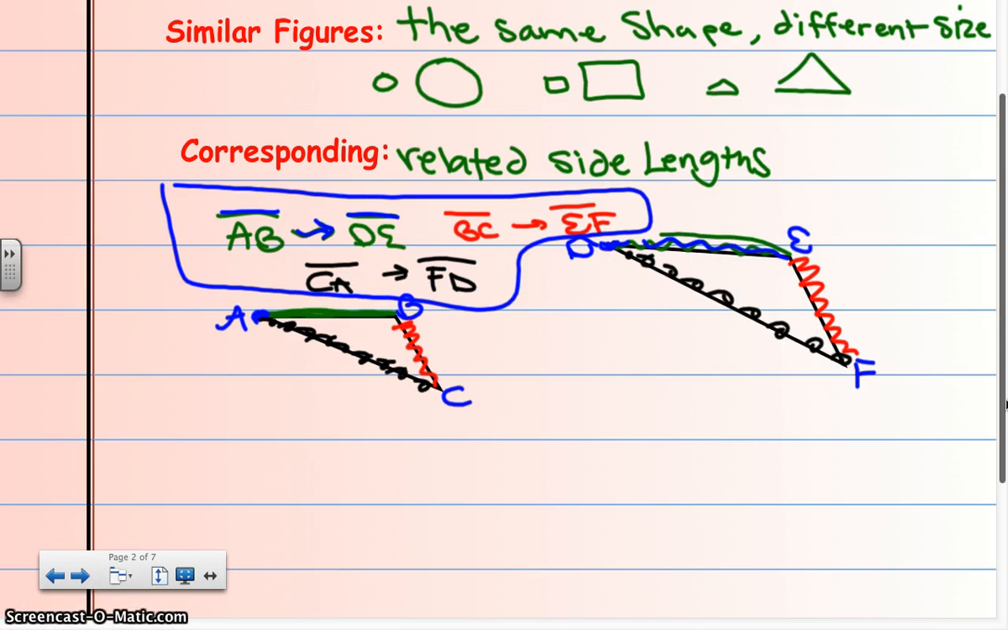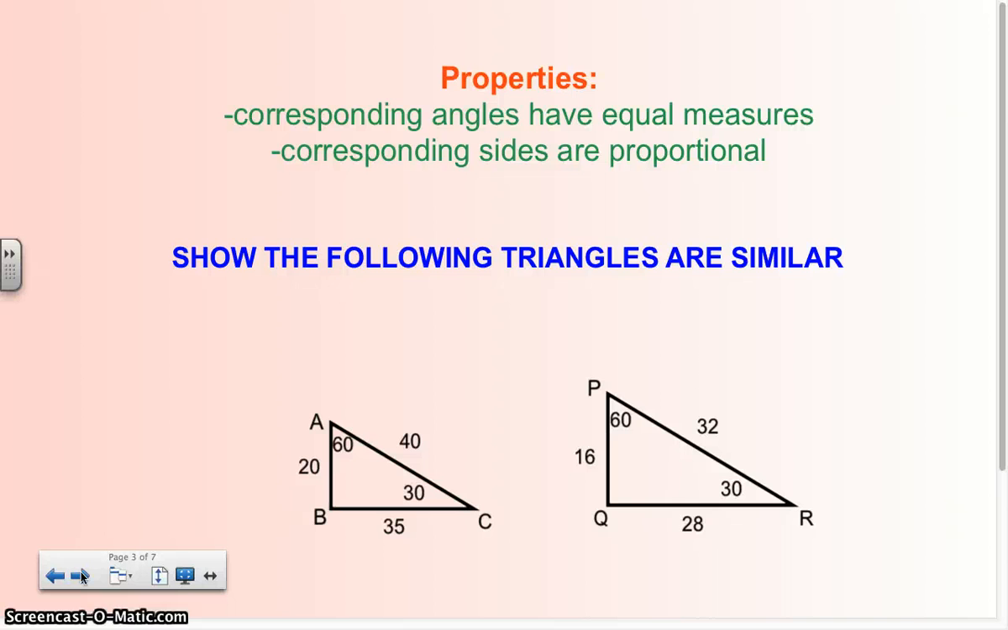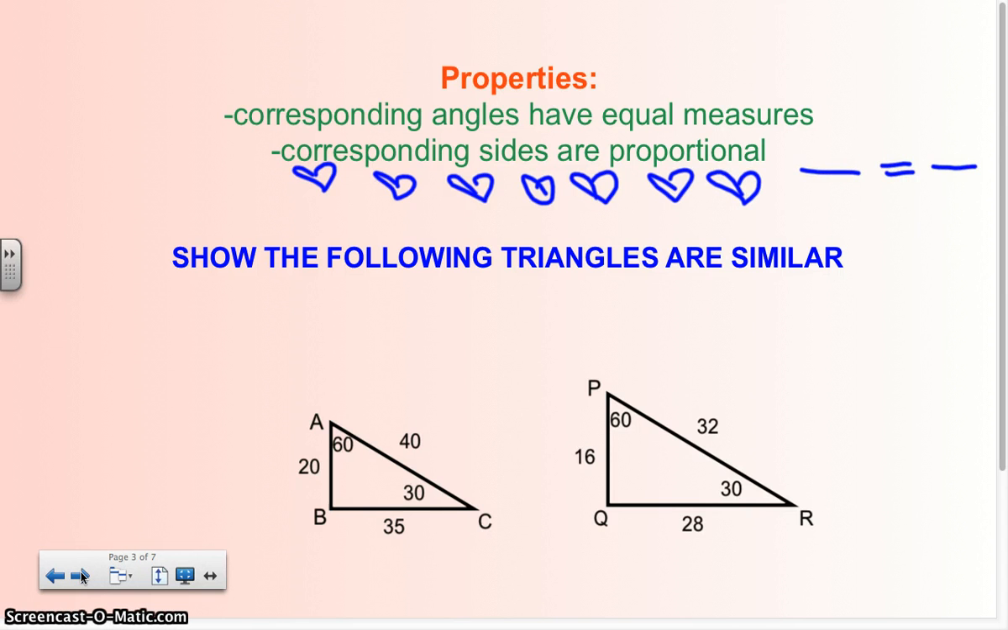All right, next. The properties of corresponding triangles. Their corresponding angles have the same measure. We're not going to work too much on that, but this is the biggie. Corresponding sides are proportional. So when I say they are proportional, that means that I am going to be able to do something like this. I have an equivalent of fractions. They are equal.